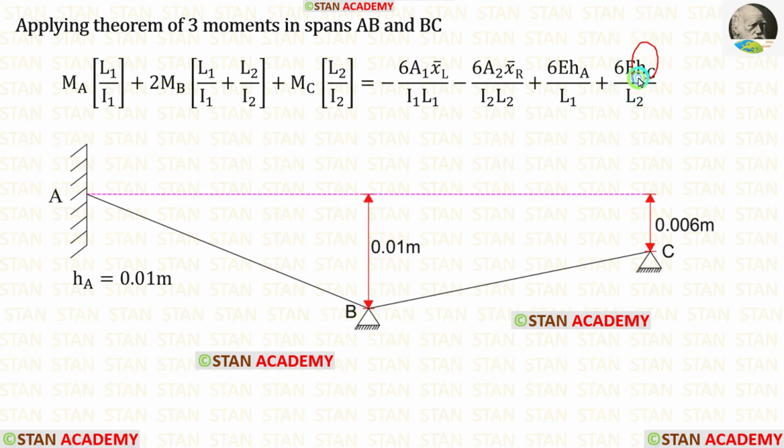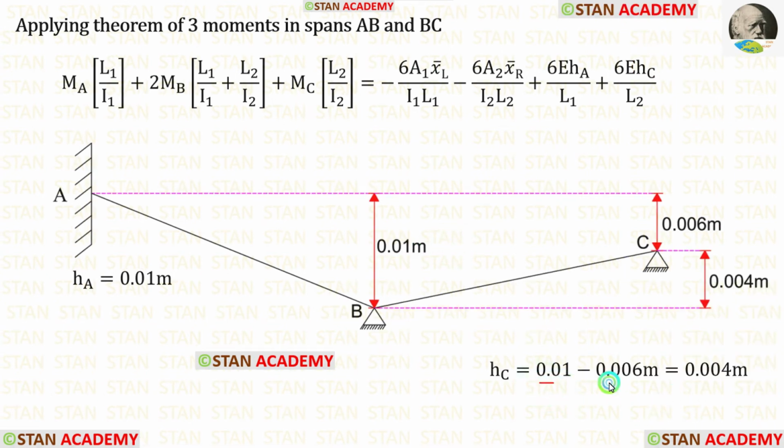Since the support A is higher than the support B, this value should be positive. To find HC, we have to find the difference of level between the supports B and C. For that, we have to subtract this value by this value. When we do that, we are getting 0.004 meter. So 0.004 is the difference of level between the supports C and B. Since the support C is higher than the support B, this value should be positive.